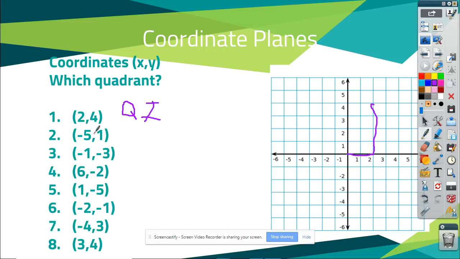And number 2, -5, 1. All right, I'm going to run -5, and I am going to jump +1. Therefore, I am in quadrant 2. So Roman numerals would be 2. Okay? I need you to complete the last 6 for me.